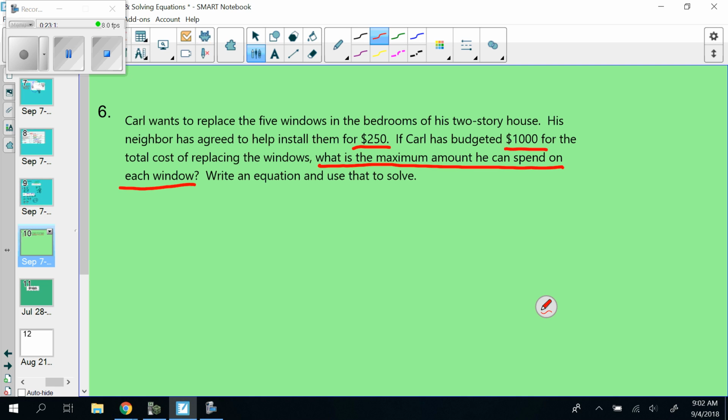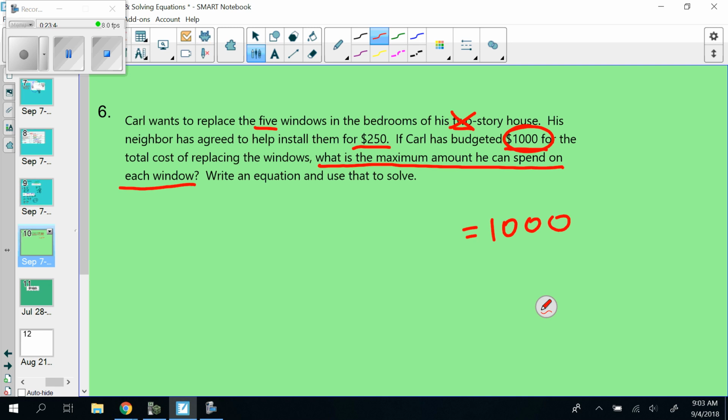So we know that he does need to replace 5 windows. Now there is this word 2 here. You've got to be careful. That's not really important information. That's just a descriptive word of the house. So he has 5 windows that he wants to install. Now you want to figure out what's the total. It looks like Carl has $1,000 here. So whatever he spends can't go over $1,000 because that's his budget.